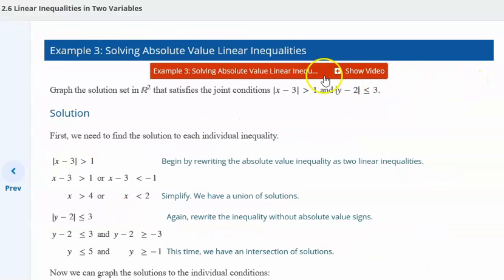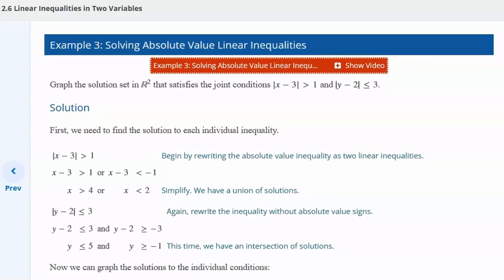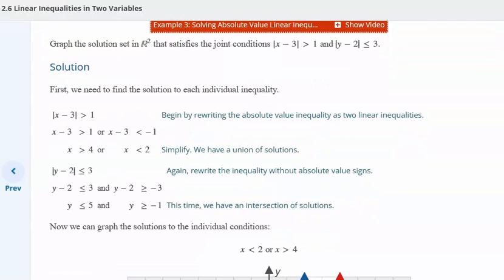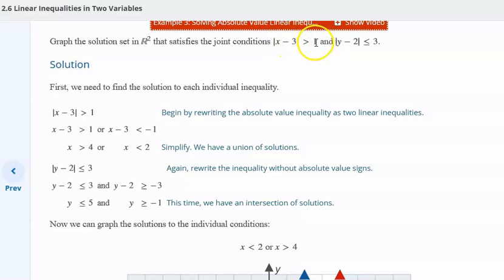Let's go on. So in example 3, I'm going to use what they've written here. Here are our inequalities. And the first thing we have to do is solve this first one. Again, we take away the absolute value. And then this is an or because of the greater than sign. And write it this way. And we get these two values. I'll give you a moment to write those down.